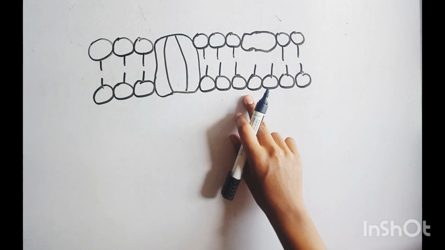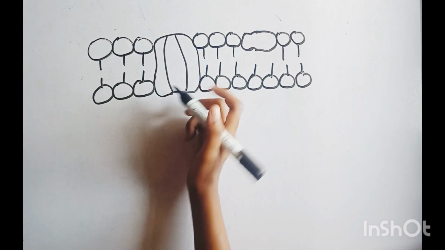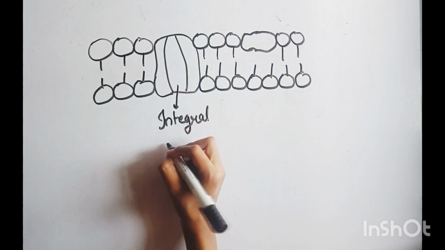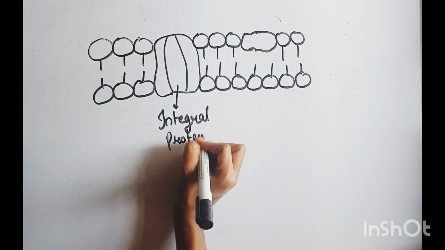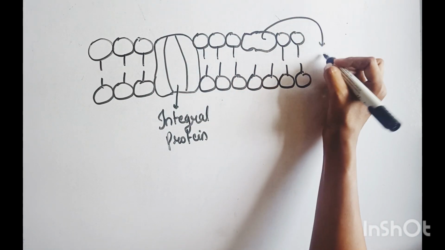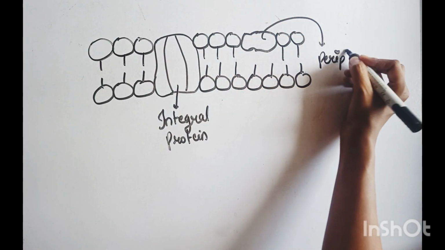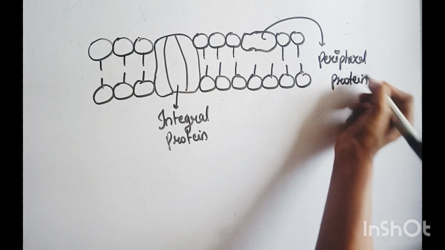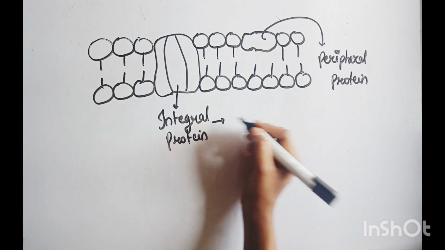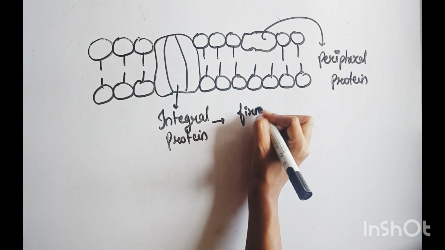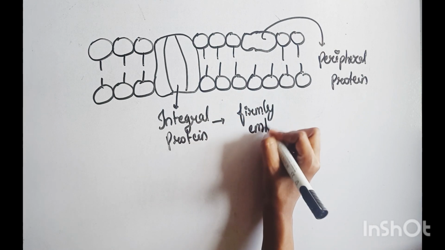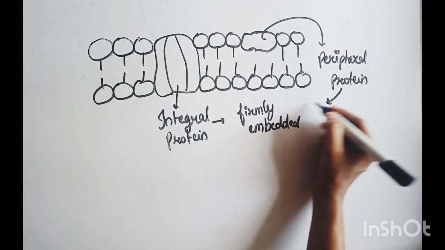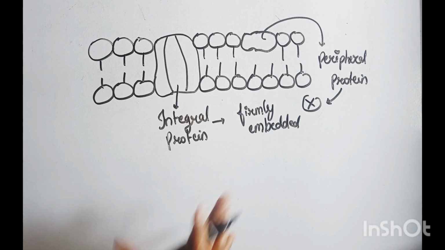This is the lipid bilayer. This is called the integral protein, and this protein is the peripheral protein. Integral proteins are firmly embedded in the membrane, and peripheral proteins are not firmly embedded in the plasma membrane.